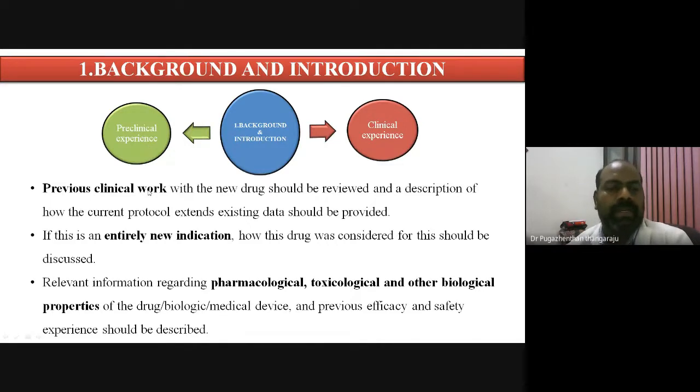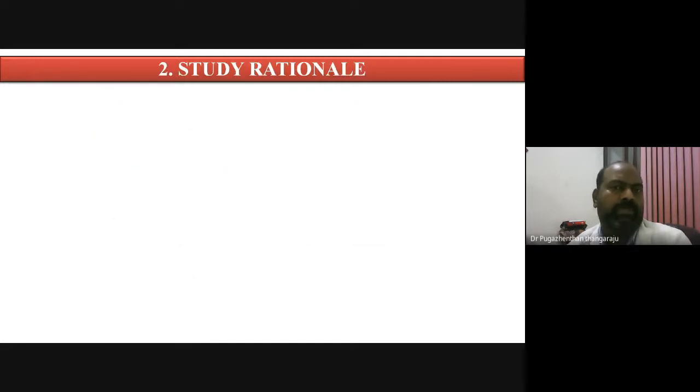This should be part of the background. And if it is an entirely new indication, for example, I am taking a phase 1 study, we should give the information on how it varies from, for example, a drug being used for some other purpose, but this is a new indication. We have to give the details in the other condition: what are the efficacy and the adverse reactions that have been seen. That information has to be provided. And other things regarding the drug, like pharmacological, toxicological and other biological properties of the drug or biological or medical device, and the previous efficacy and safety, should also be described. So this is the major background and introduction, and logically it will lead to the subsequent section: study rationale.